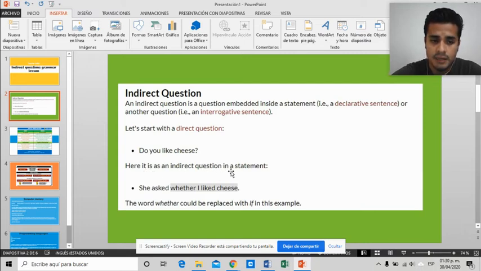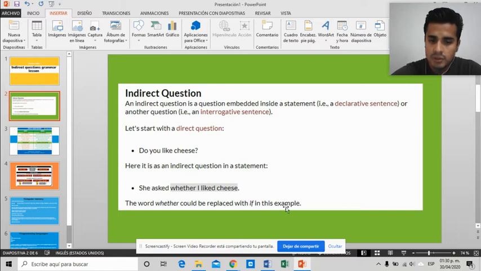But if you want to make this into an indirect question, it has to be like this: She asked whether I liked cheese. So notice how in this part we used another expression, so to speak, to ask the same question. The word whether could be replaced with if in this example.